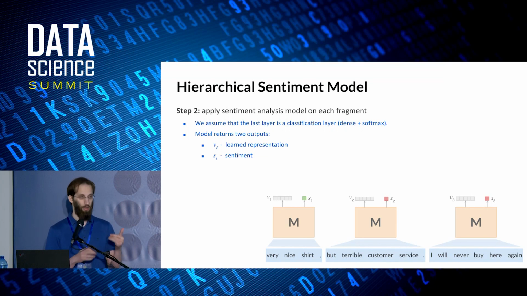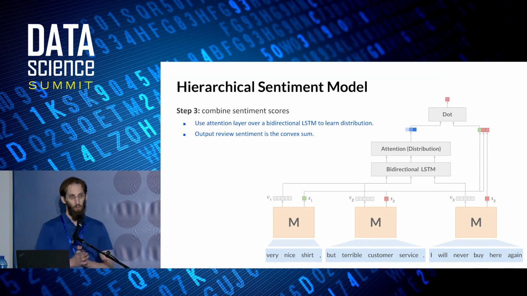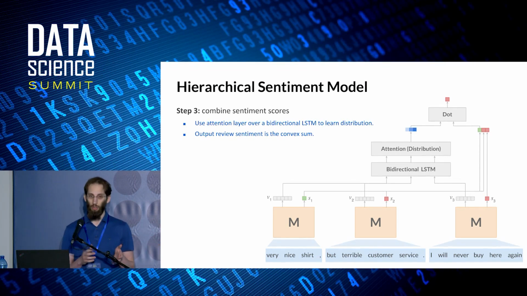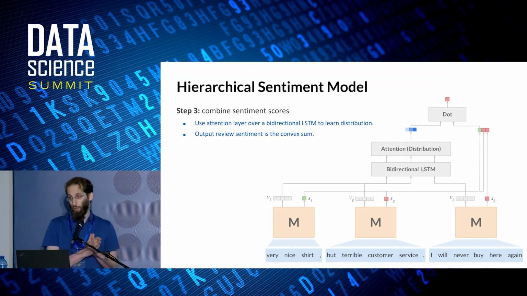And we're going to output not only the sentiment, but also the last representation learned by the model. The third part is to somehow aggregate between all the representations given for each fragment. So let's go through this step by step. First, we're going to take all of the sentiments that were learned for each of the fragments. We see that on the right. The left part is going to learn a distribution over fragments and learn a weight for each fragment.